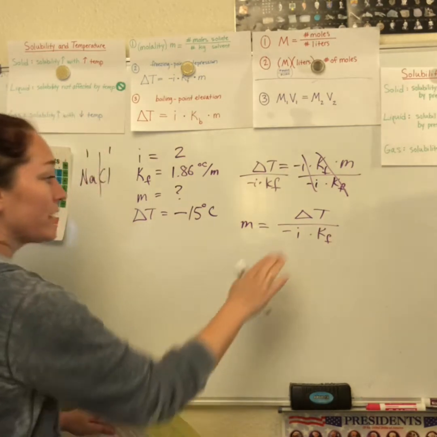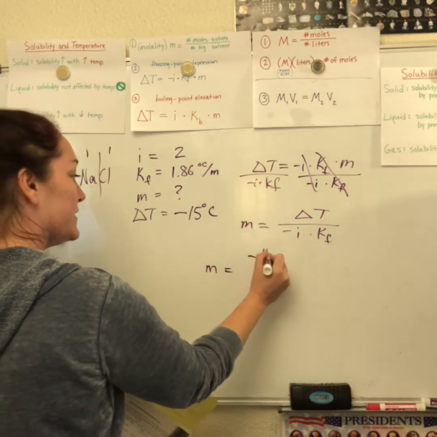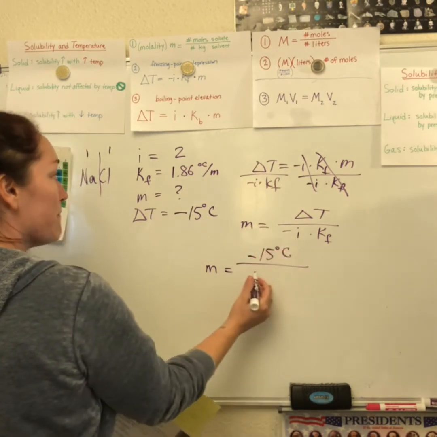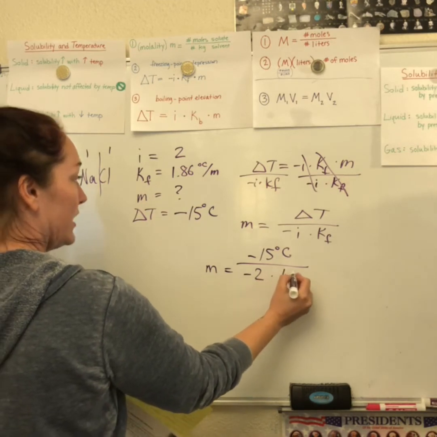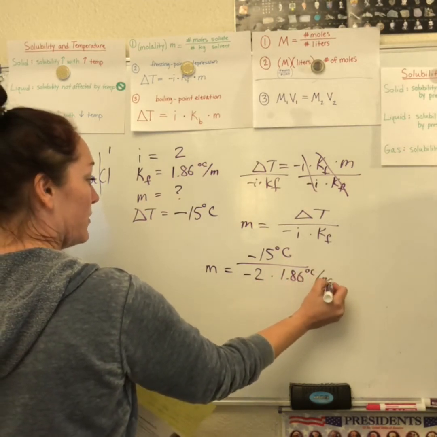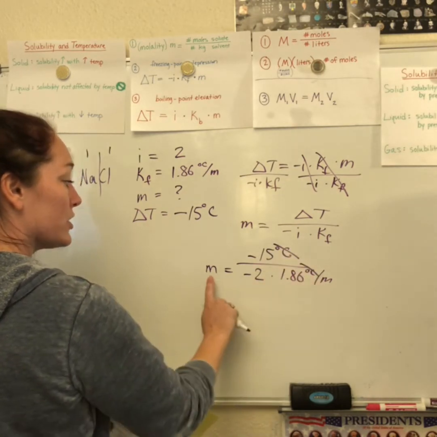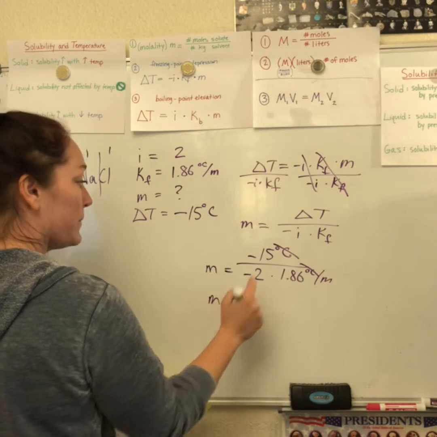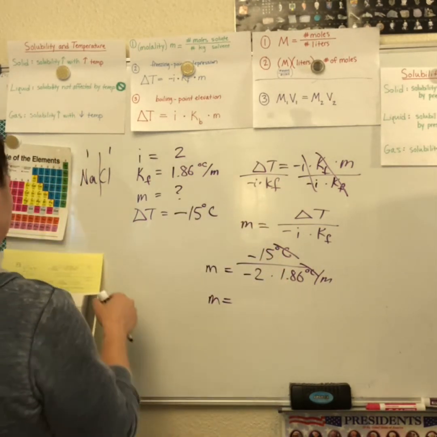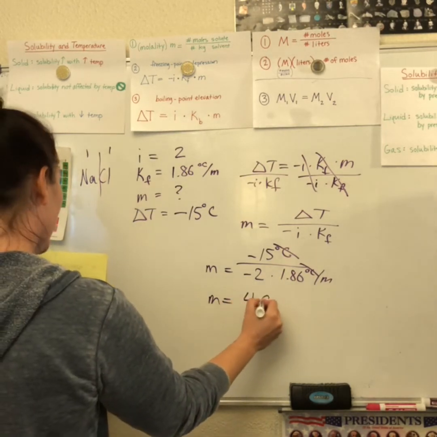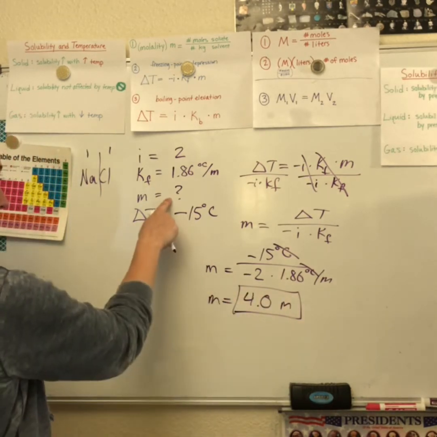Okay, now I've got everything I need. I can go ahead and plug it in. Okay, so my delta T is negative 15 degrees Celsius. My I is 2, so I've got negative I times 1.86 degrees Celsius over molality. So you can see my Celsius unit is going to cancel, which is good because that's what I'm really looking for, is that little M. So if I multiply these two and then divide top to bottom, I'm going to end up with 4.0 M. Okay, that's what I needed to find right here.